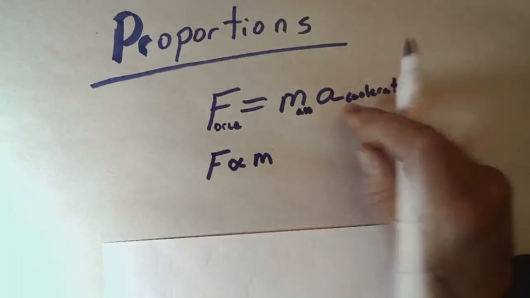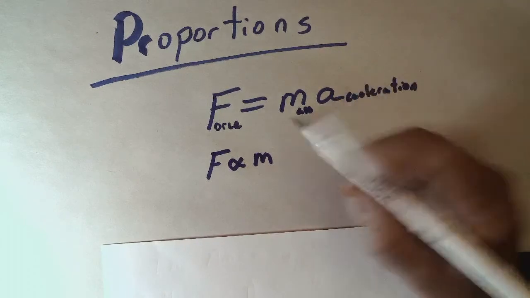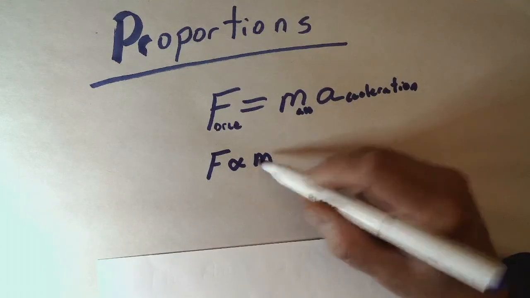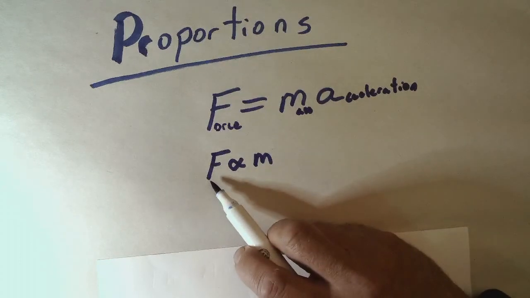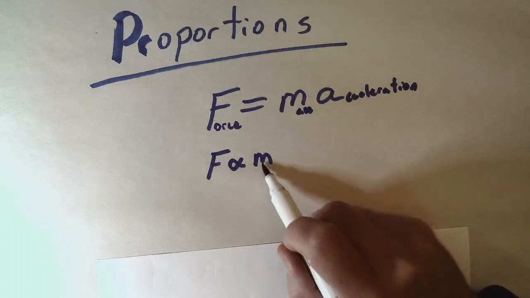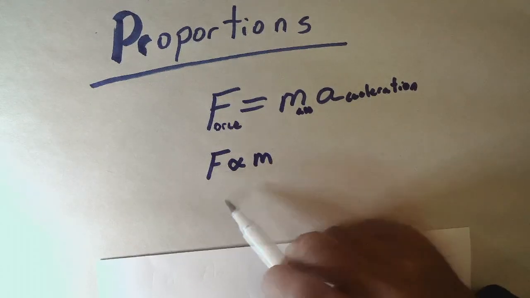What does that mean? It means if I'm keeping acceleration constant, and you already know this, if I have twice the mass, how much more force do I need to accelerate that the same way? Well, obviously I need twice the force. 3 times the mass, 3 times the force.